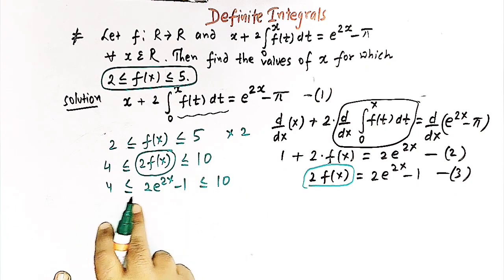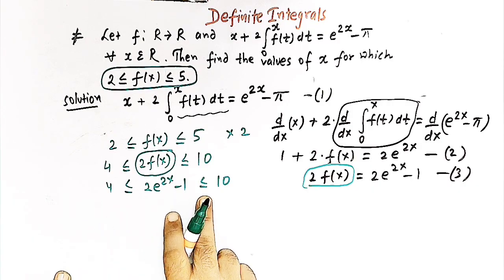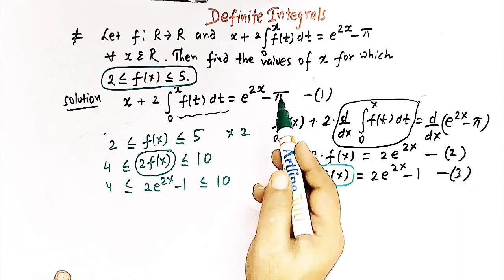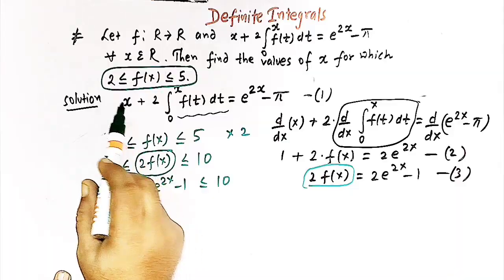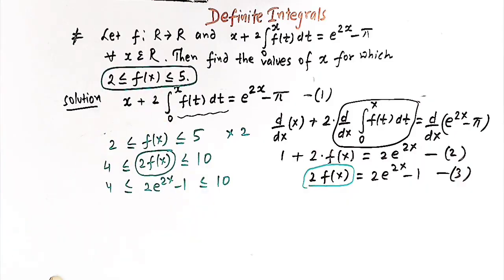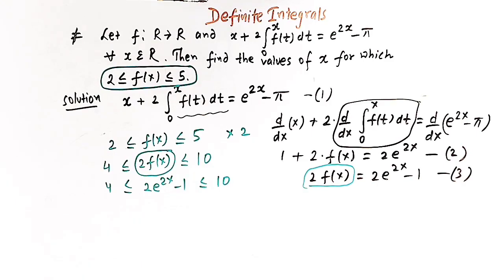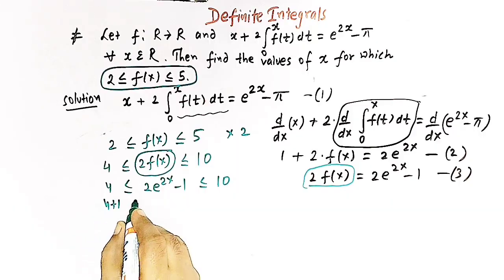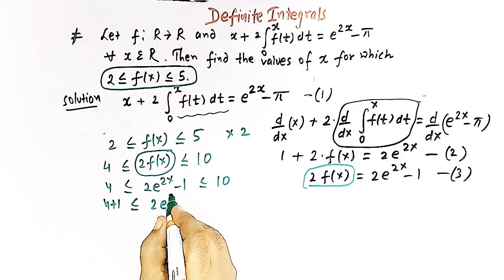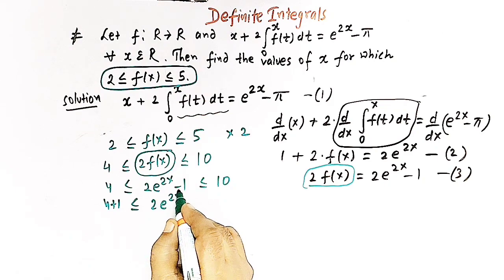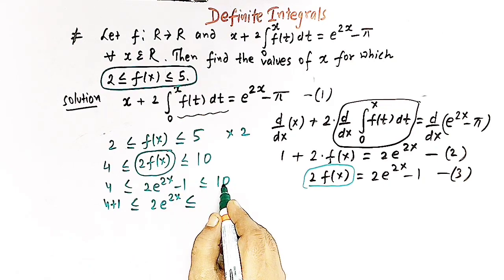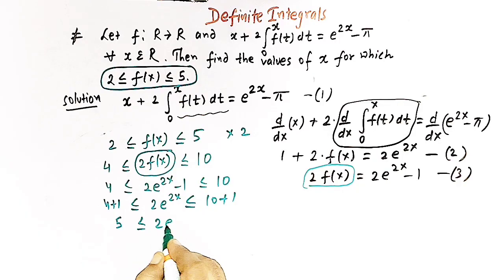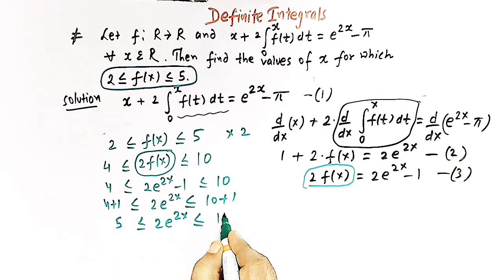Now we have to solve this inequality to get the values of x, or the interval in which x belongs to when f of x lies between 2 and 5. So now let us add 1 throughout. So here we have 4 plus 1, and here we have 2 times e raised to 2x. Here minus 1 and plus 1 get cancelled, and here we have 10 plus 1. So we have 5, and here 2 times e raised to 2x, and here we have 11.